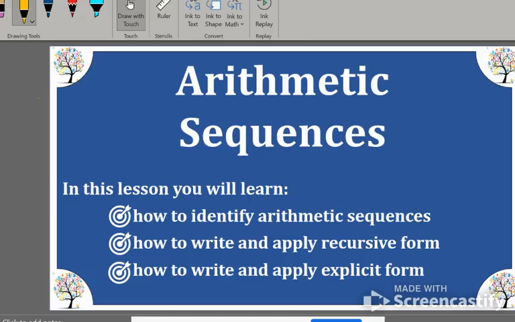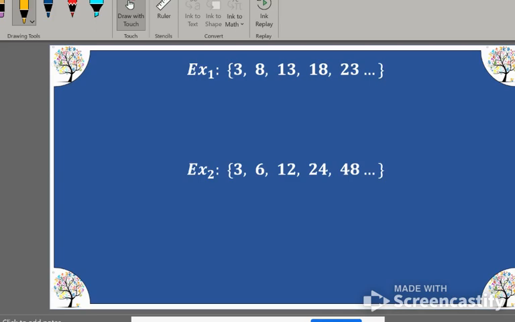Okay, guys, in this lesson, we're going to talk about sequences and specifically arithmetic sequences. A sequence is a list of numbers that has a pattern, and here we have two different examples. So in our first sequence, our first term, which we denote a sub 1, is 3. And then our second term, which we denote as a sub 2, is 8. And then 13. The fourth term is 18. And the fifth term is 23, and so on.